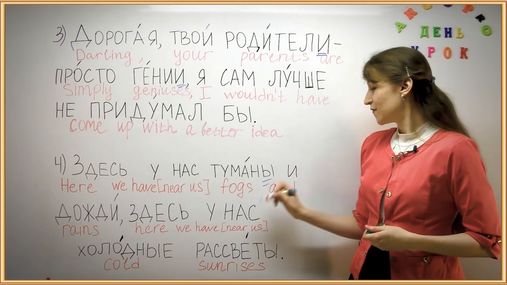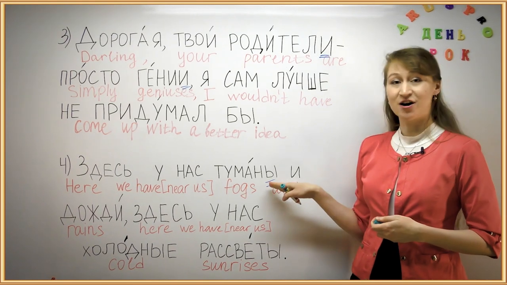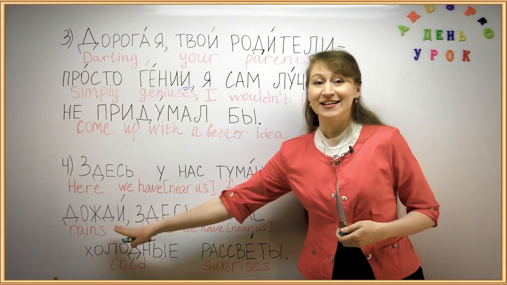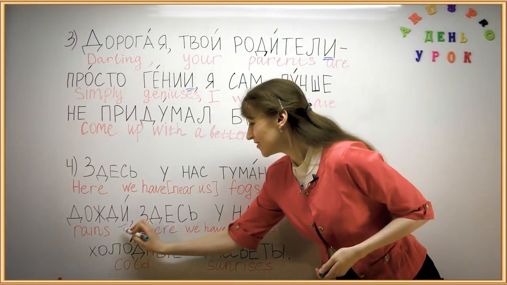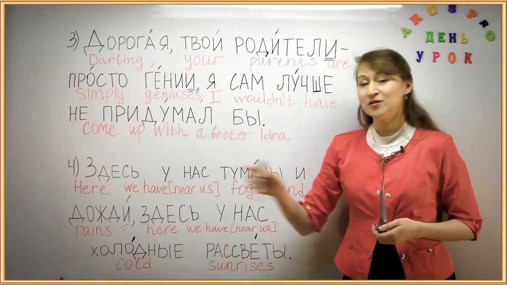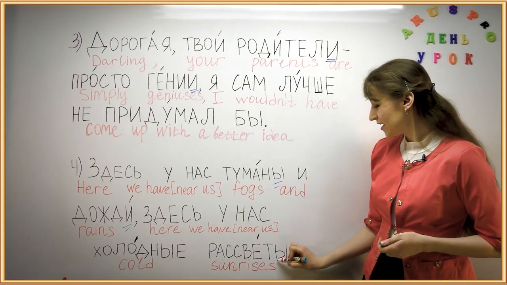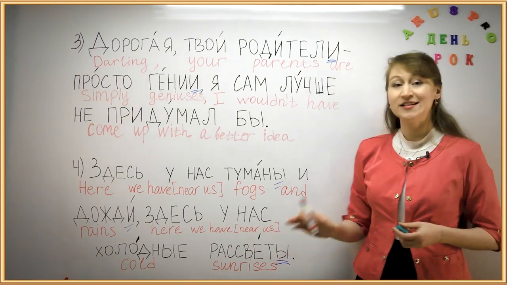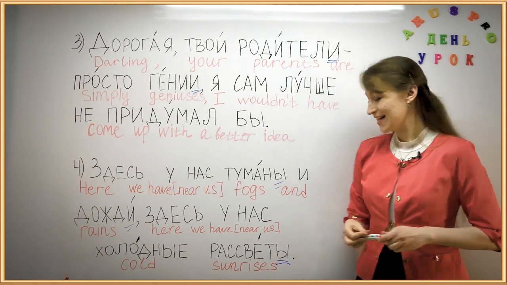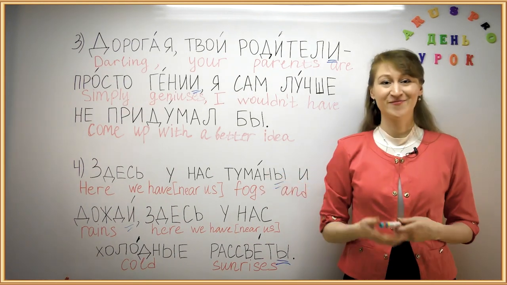Туманы, fogs. Is it hard or soft plural ending? It's hard. Ы. Дожди, rains or rainy weather. И, soft masculine plural ending. And what else? Рассветы, sunrises. Again, hard masculine plural ending. Ы. And now, let's listen to the song.